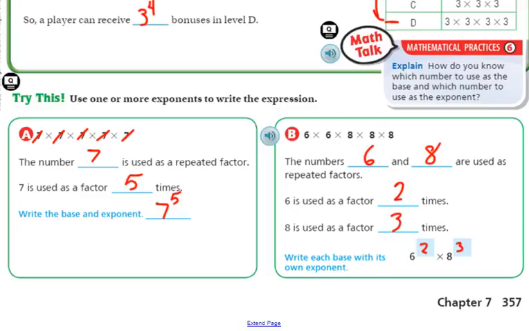And most often what students will do for a mistake there is they'll place addition in between here. However, exponents are always a series of multiplications. So anytime we're dealing with powers, we're dealing with multiplication. So this is 6 to the 2nd power times 8 to the 3rd power, which is equivalent to 6 times 6 times 8 times 8 times 8. All right, let's go ahead and turn the page now to page 358.